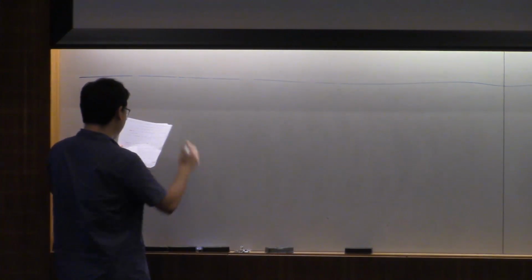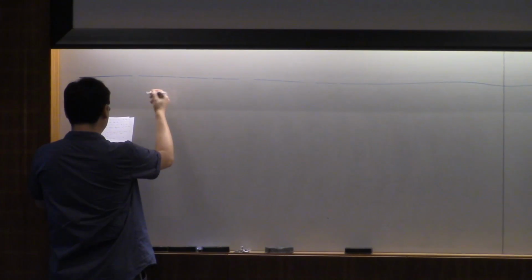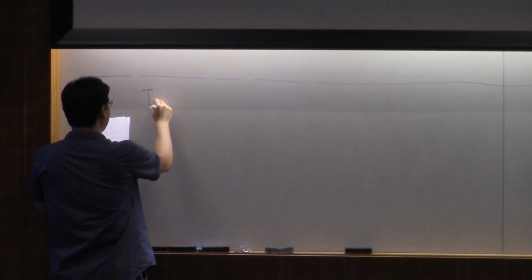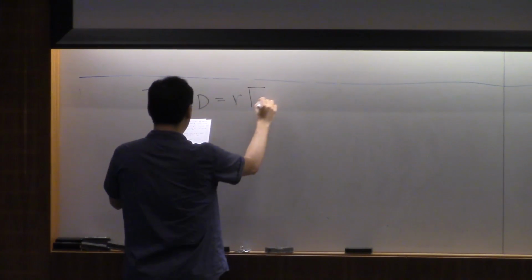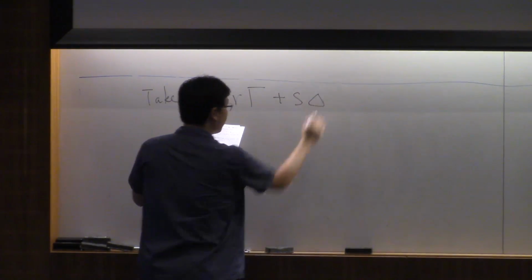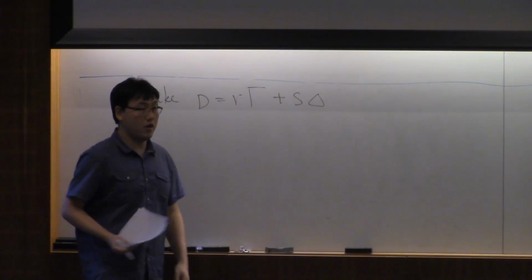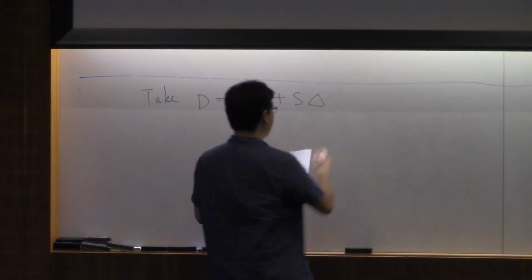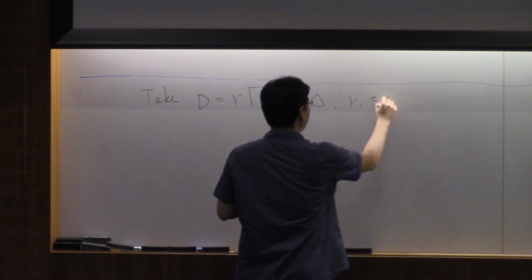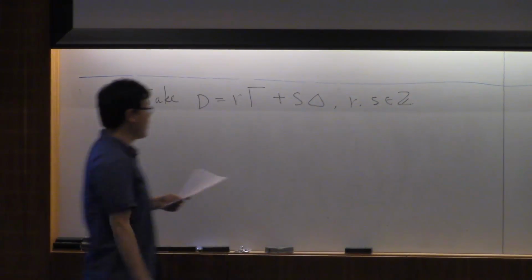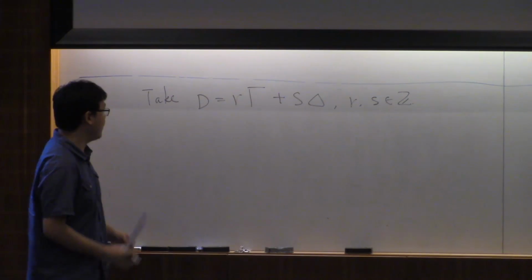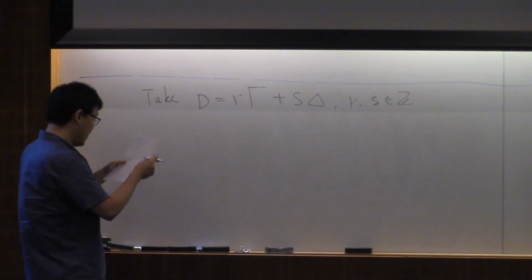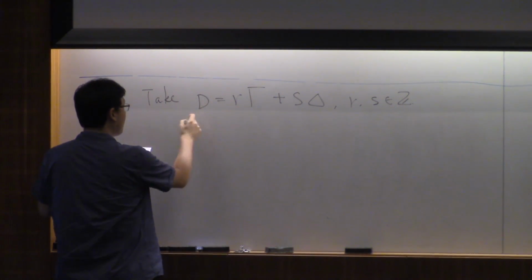So if we assume that theorem, in the theorem, I take D to be R times gamma plus S times delta. Gamma is the image of the graph of the Frobenius, and delta is the diagonal curve. For any pair of integers R and S, I have such a divisor.